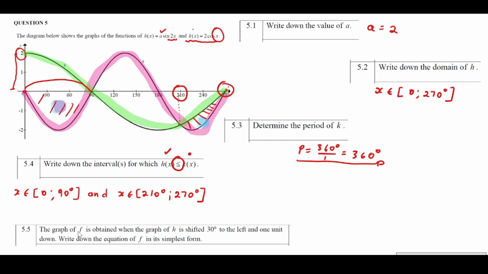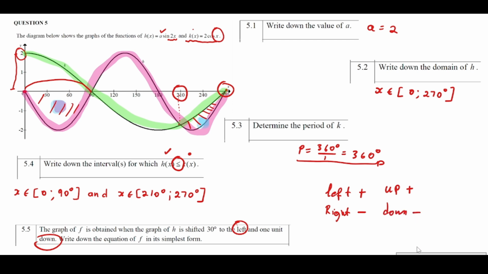All right. Now they say that the graph of f is obtained when the graph of h is shifted 30 degrees to the left and 1 unit down. Write down the new equation in its simplest form. Some important information here that you need to note. When they say the graph is shifted to the left, you are adding. When they say that it is shifted to the right, you must subtract. When the graph is going upwards, you are adding. When the graph is going downwards, you are subtracting.